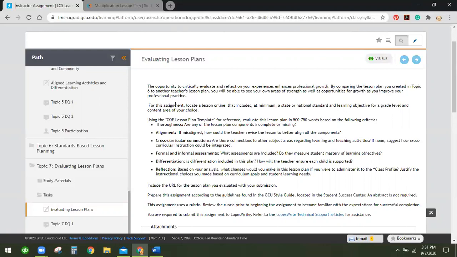In addition, when you're choosing your lesson plan, if the website is making you create a login to get access to that lesson plan, that means I will not be able to see it. So you need to download that and attach that lesson plan with your assignment if you want me to be able to view it. All right, so let's take a look at a lesson plan I found.